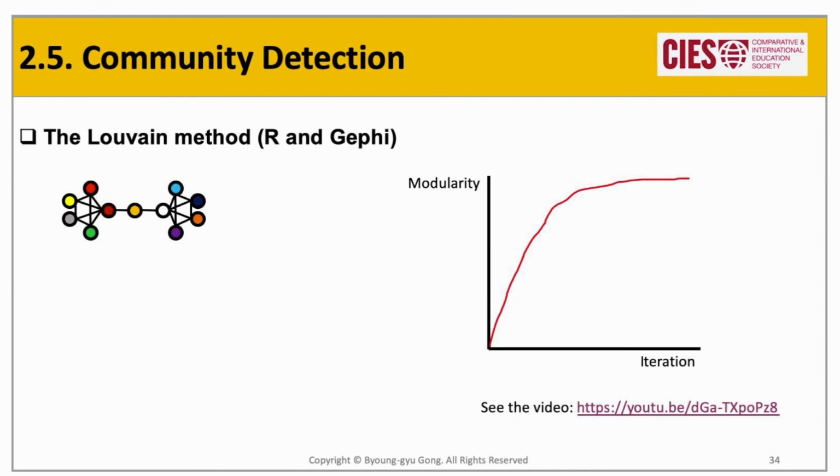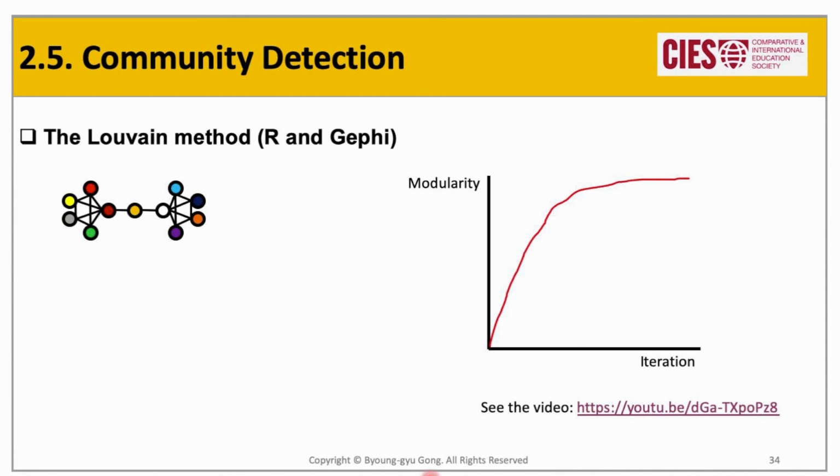The Louvain method is one of the variations of the modularity optimization technique widely used in iGraph and Gephi. We have a network here, and in each iterative calculation, we produce modularity scores and continue this iteration until we reach a plateau.